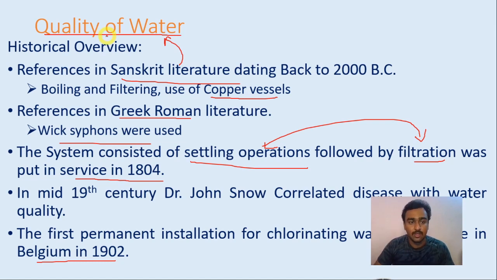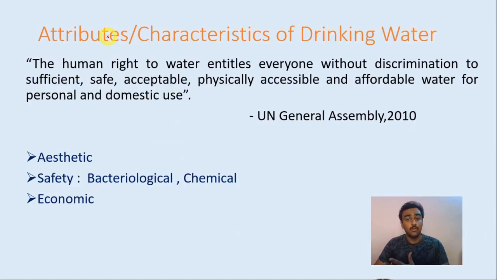Let us know the attributes or characteristics of drinking water by considering this statement given by the UN General Assembly, that is the right to water. In the right to water, they say that the human right to water entitles everyone without discrimination to sufficient, safe, acceptable, physically accessible, and affordable water for personal and domestic use.